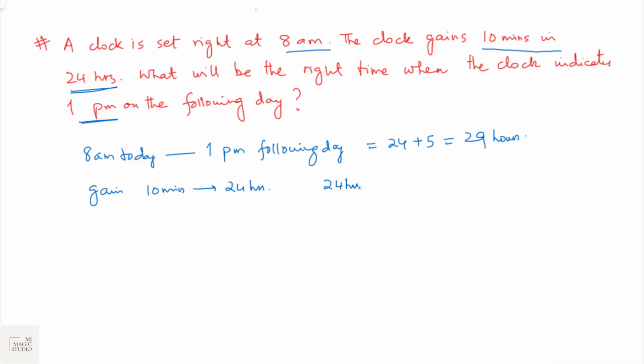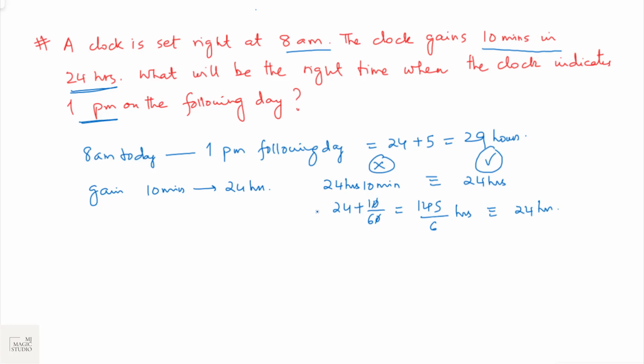This also you can say: 24 hours 10 minutes of the wrong clock is actually equal to 24 hours of the correct clock. Therefore, let me convert this into the entire hour. 24 hours 10 minutes means what? 24 plus 10 by 60, that is 144 plus 1, 145 by 6 hours is equivalent to 24 hours on the correct one.